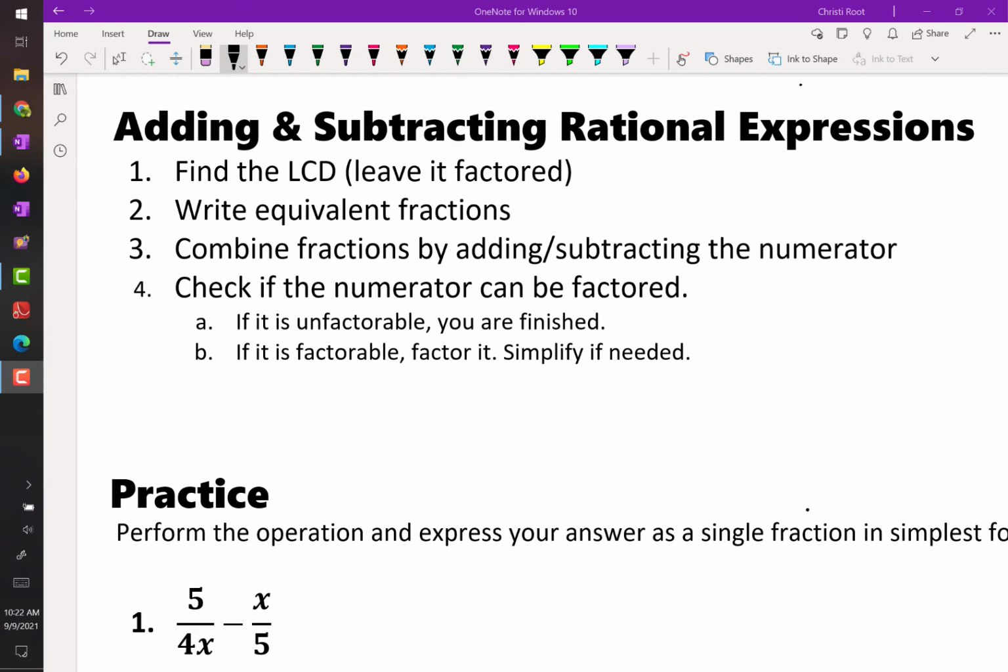Okay, so now we're actually going to get into finishing the whole problem. We're going to be adding and subtracting rational expressions. So the first thing that we're going to do is find the least common denominator. We just practiced that. The second thing, we're going to write the equivalent fractions. We had a little bit of practice last week with that. Then we're going to actually finish the problem, okay?